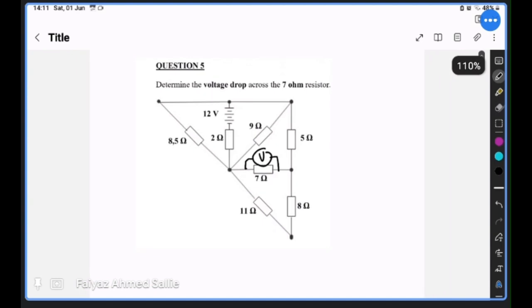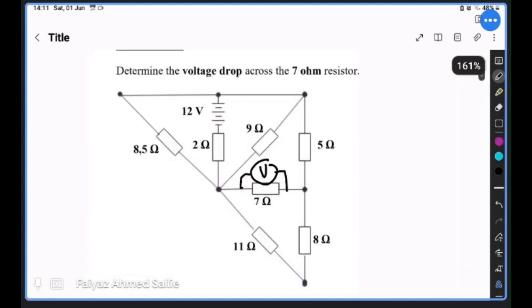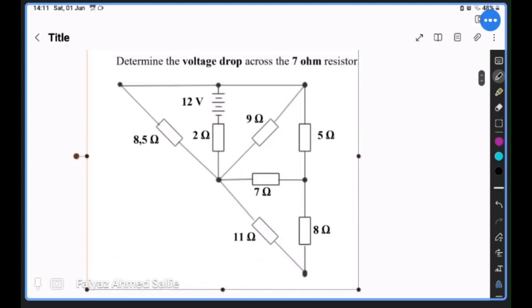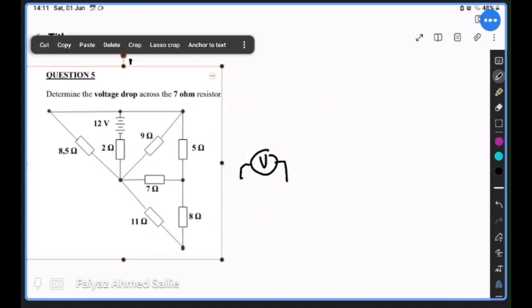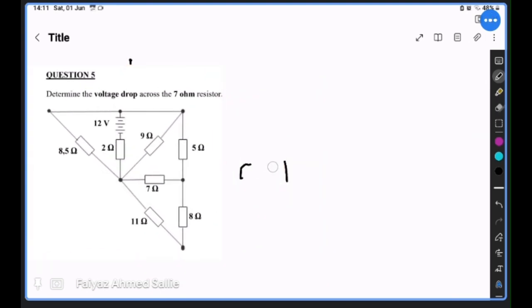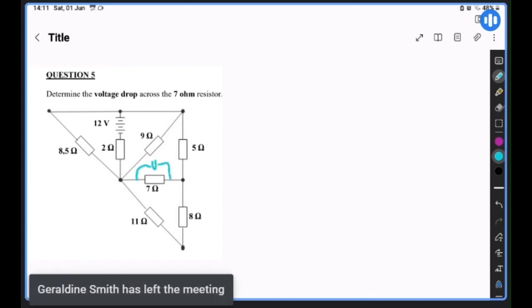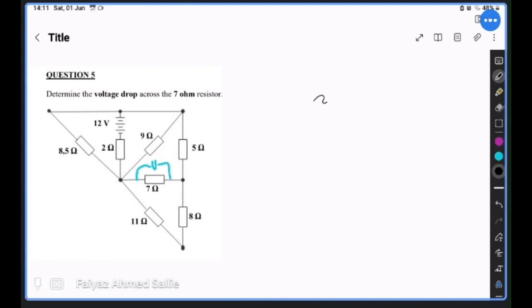So let me just take this down here. They want us to find the voltage over here. So I'm just going to redraw the circuit. Starting from this point, we are going to move from right to left, right?